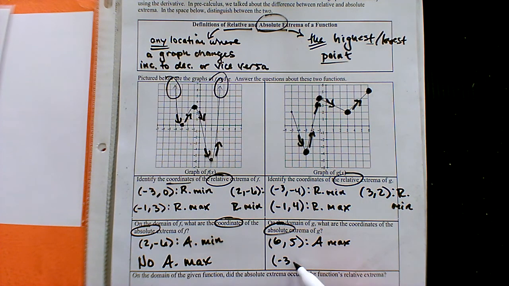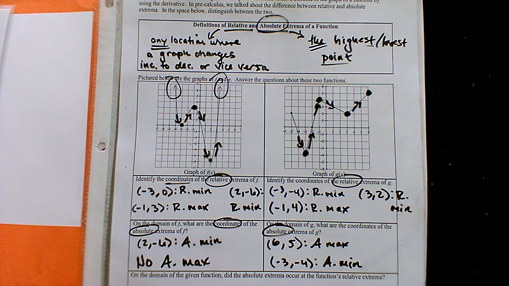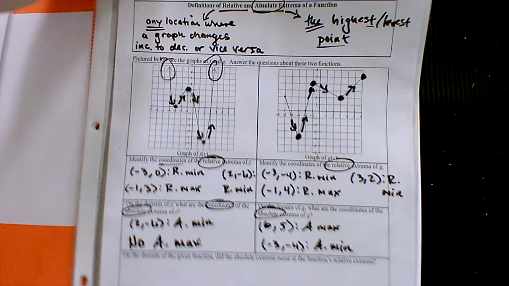-3, -4. Absolutely right. -3, -4, absolute min.